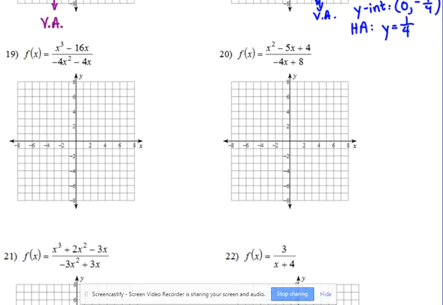Okay, number 19. What do we need to start with, factoring in the numerator? GCF of x. We are left with x squared minus 16. Will that factor further? Yes. Difference of perfect squares. Y'all got to recognize that. They love to use the difference of perfect squares. You've got to start recognizing that as x plus 4 times x minus 4.